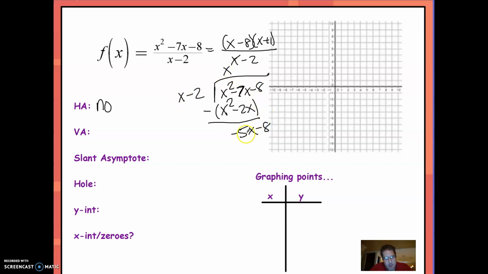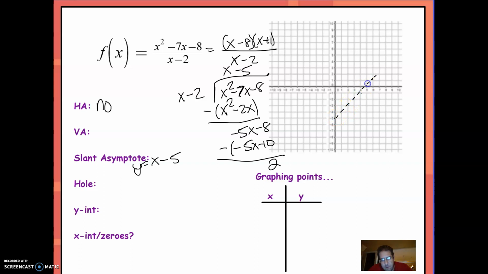And what would I have to multiply x by to make a negative 5x? And that would be negative 5. So negative 5 times x is negative 5x. And negative 5 times negative 2 is negative 10. Negative 8 minus negative 10 is really negative 8 plus 10, which is going to give me 2 left over. All right, so x minus 5 is my slant asymptote. So y equals x minus 5. So here's negative 5 right here. And it's going to go up 1, right 1 like this.